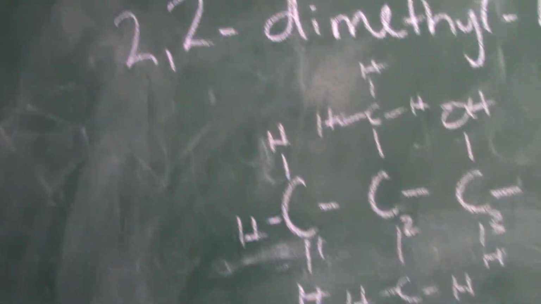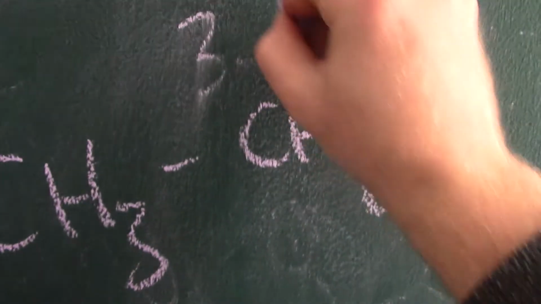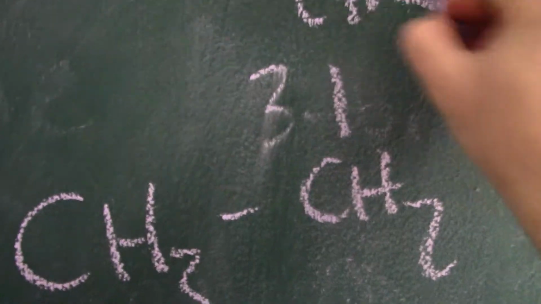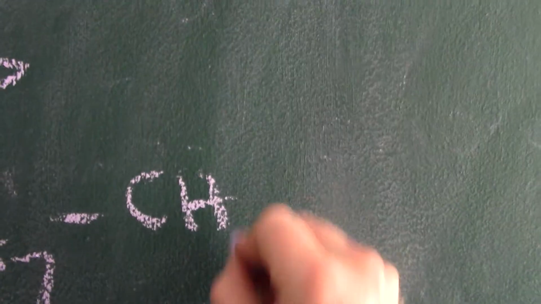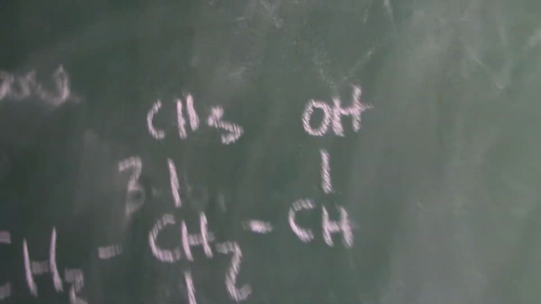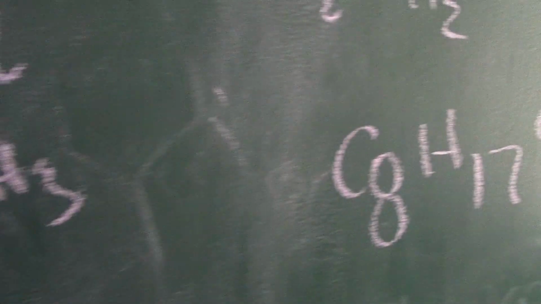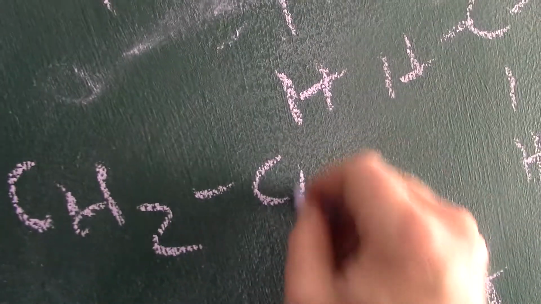Okay, the condensed structural diagram is going to be this. CH3, CH2, CH3, CH3, CH, OH, CH2, CH2, CH3.